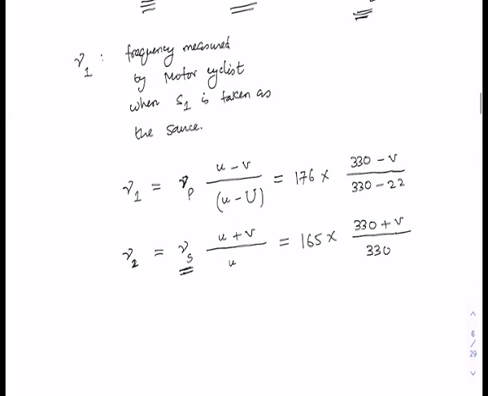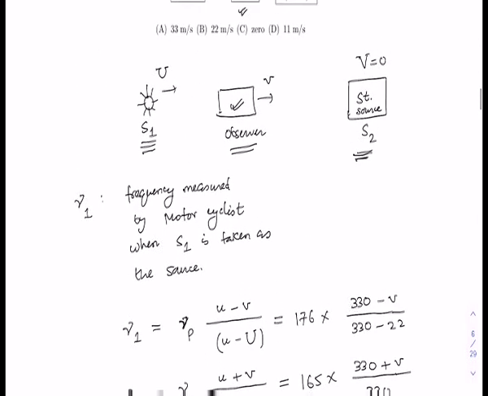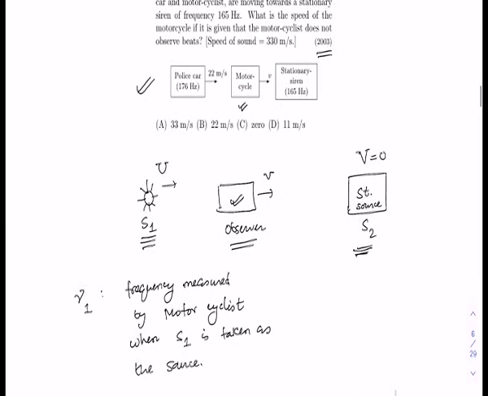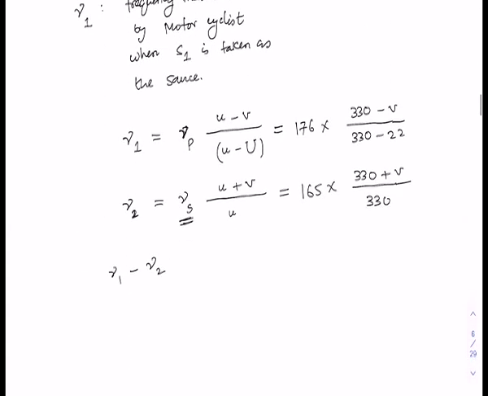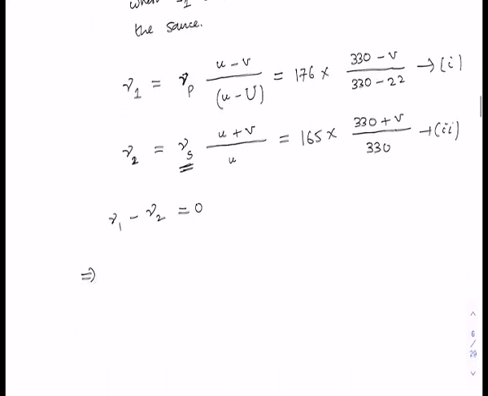Now what is beat? Beat is basically difference in the frequency. So nu1 minus nu2 is the beat frequency. What is asked is what should be the speed of the motorcycle, if it is given that the motorcyclist does not observe beats, that means nu1 minus nu2 should be equal to 0. So therefore if I equate, say let us say this is my equation number 1 and this is my equation number 2, then I can get this set of equations.